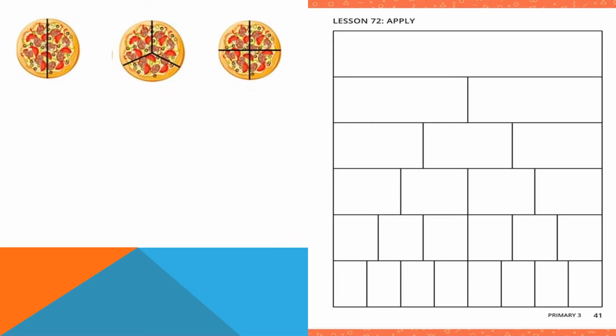As we said before, if we have the whole pizza and we divided it into 2 equal parts, each person or each kid will take 1 half here and 1 half here. So the whole one contains 2 halves. They are 2 halves, okay?